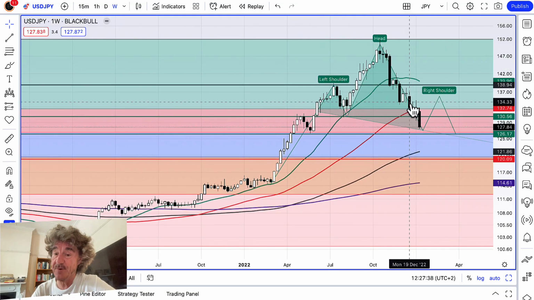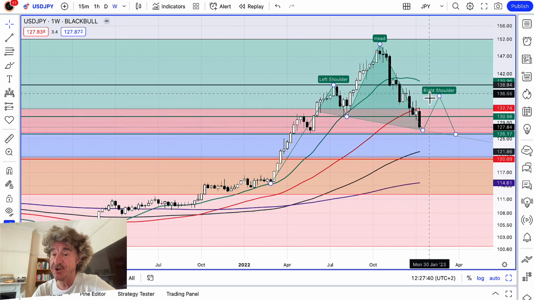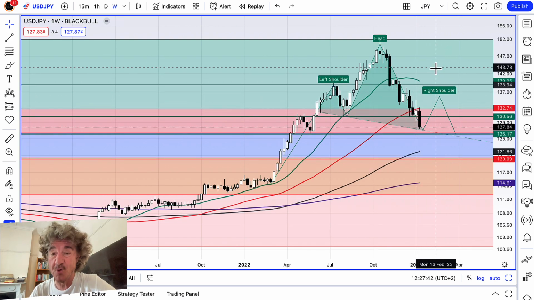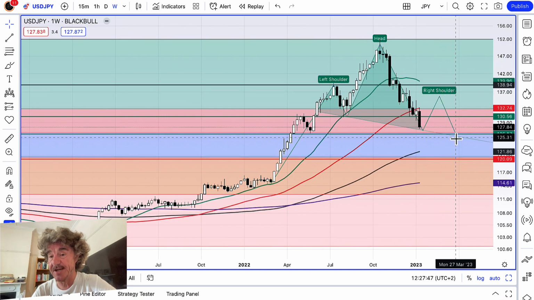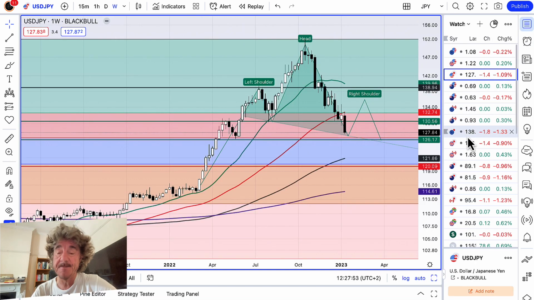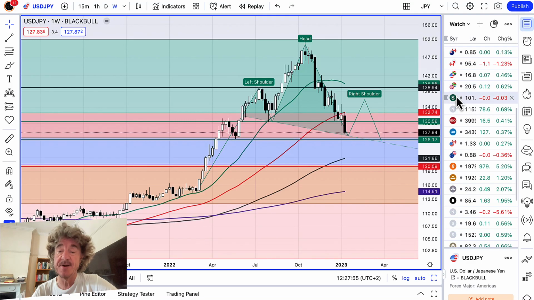That's what we're looking for. And if we can get that, if we can trade it long up into this region, somewhere in this region, we'll know more about it as we get closer. And then start to look to short dollar yen down into perhaps the second quarter or the second half of the year. Let's have a look at dollar index very quickly and see how that relates to the dollar yen.